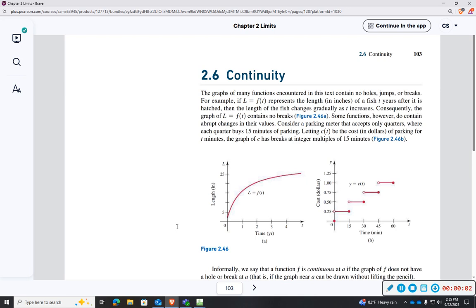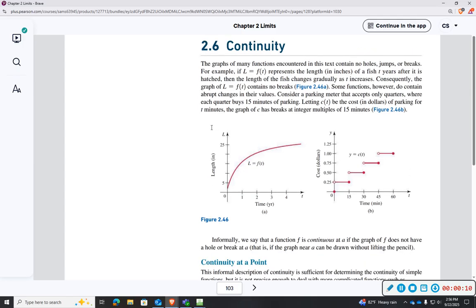All right, today we're going to be looking at section 2.6, continuity. In this section, they basically talk about what a continuous graph is and what continuity means. Most of the graphs that we talk about with continuity use an example of a fish growing, but you can think of a human. Usually their height starts at a certain point and they grow continuously with no breaks or jumps.